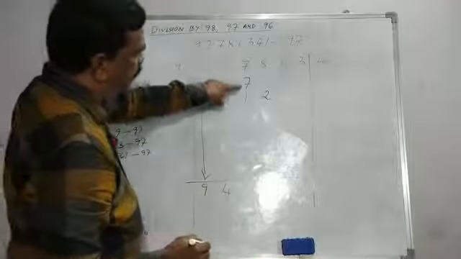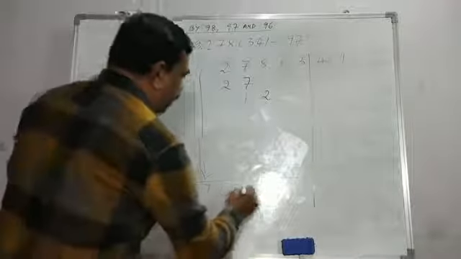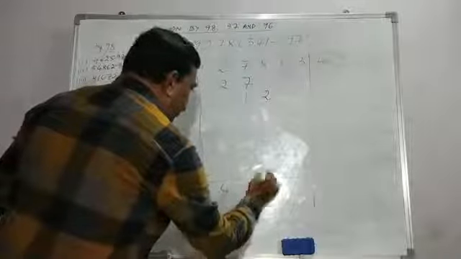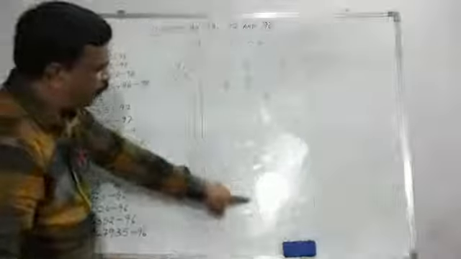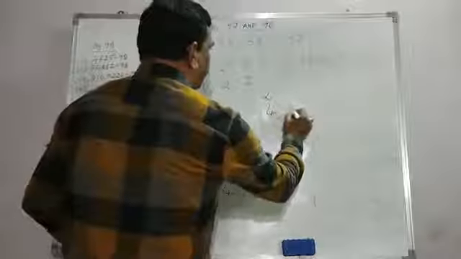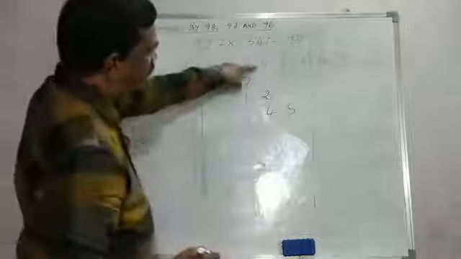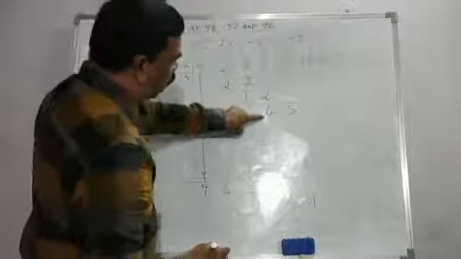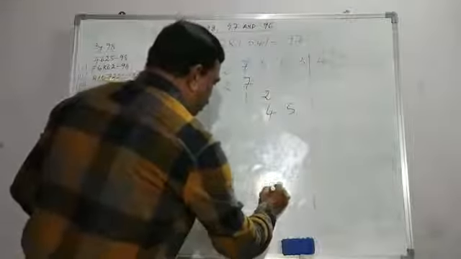Here 7 plus 7 is 14. 14 plus 1 is 15. We are getting double digit, don't worry. 15. So 3 into 15. 3 15s are 45. 4, 5 here. Now add the next column. 8 plus 2 is 10. 10 plus 4 is 14. Again we are getting double digit, don't worry.